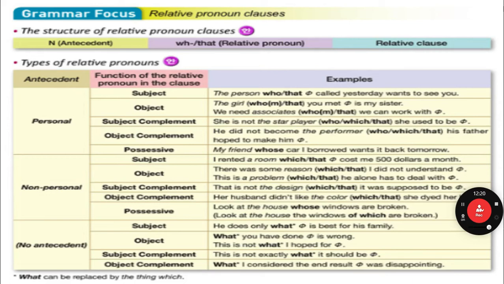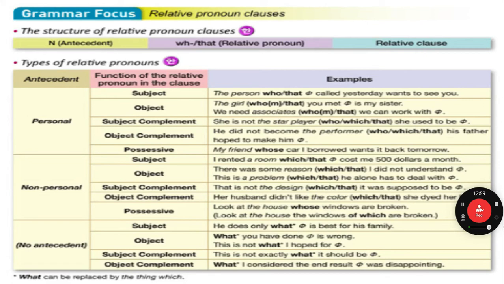Possessive. My friend whose car I borrowed wants it back tomorrow. Now this is really important. Whose is possessive. My friend whose car I borrowed. You're talking about which friend. Whose car. It's the friend's car. My friend whose car. It's a friend's car. So she owns that car. She possesses it. So use whose.